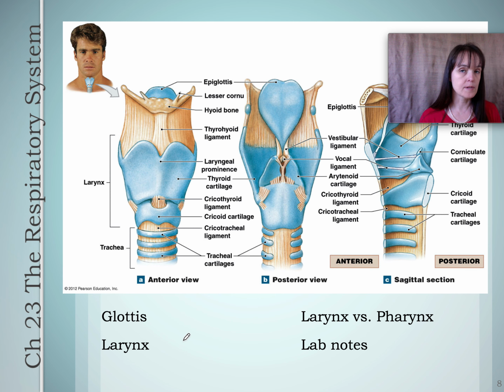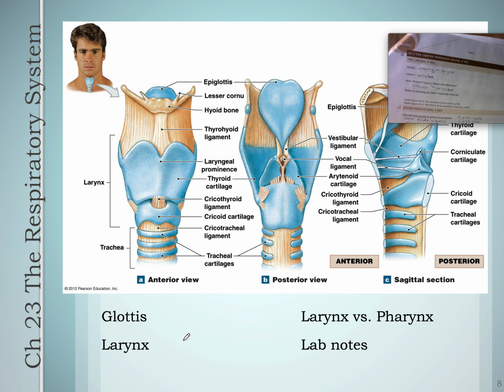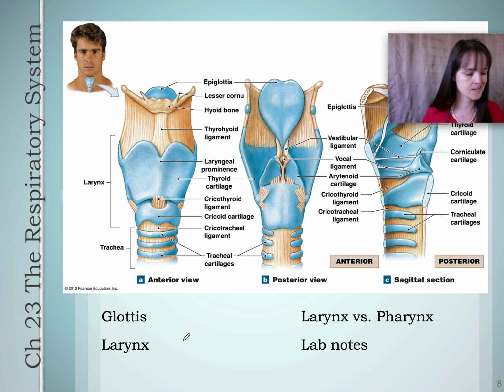So we're talking about respiratory now, and we finished pages 2 and 3 for the note set. So we're starting at the top of page 4, or if yours printed differently, here, 23.3, the larynx produces sound. So we'll talk about this part next.